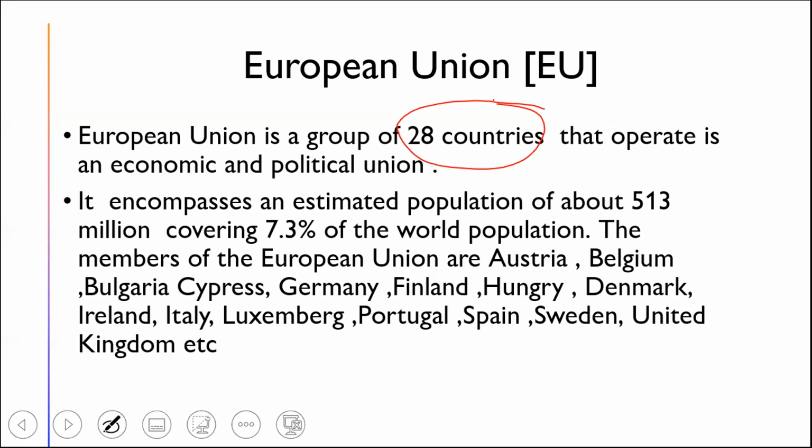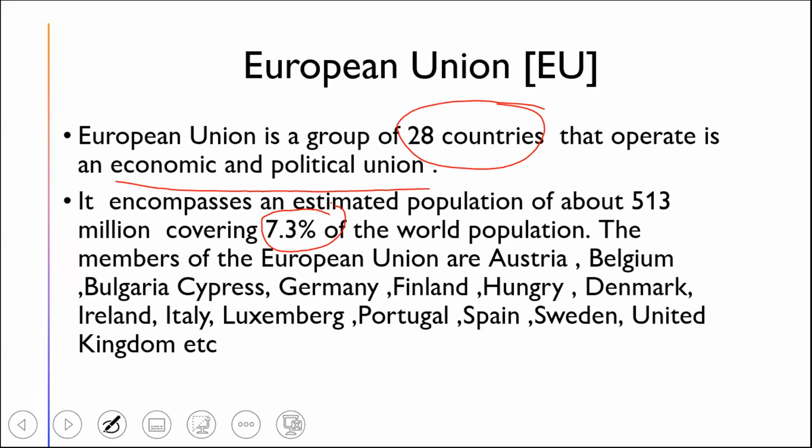You also saw, it operates as an economic and political union. It encompasses an estimated population of about 513 million. Leave that also. This is 7.3% of the world population. That is why this is the biggest economic integration. 7.3% of the world population is part of the European Union.